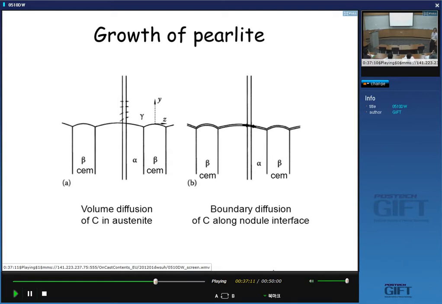When you consider the transport of carbon from the ferrite to the cementite, there are two ways. One way is carbon diffusion through the austenite lattice. The second one is carbon diffusion through the interface between austenite and pearlite. Okay? So let's consider these two cases for the evaluation of the growth of the pearlite.